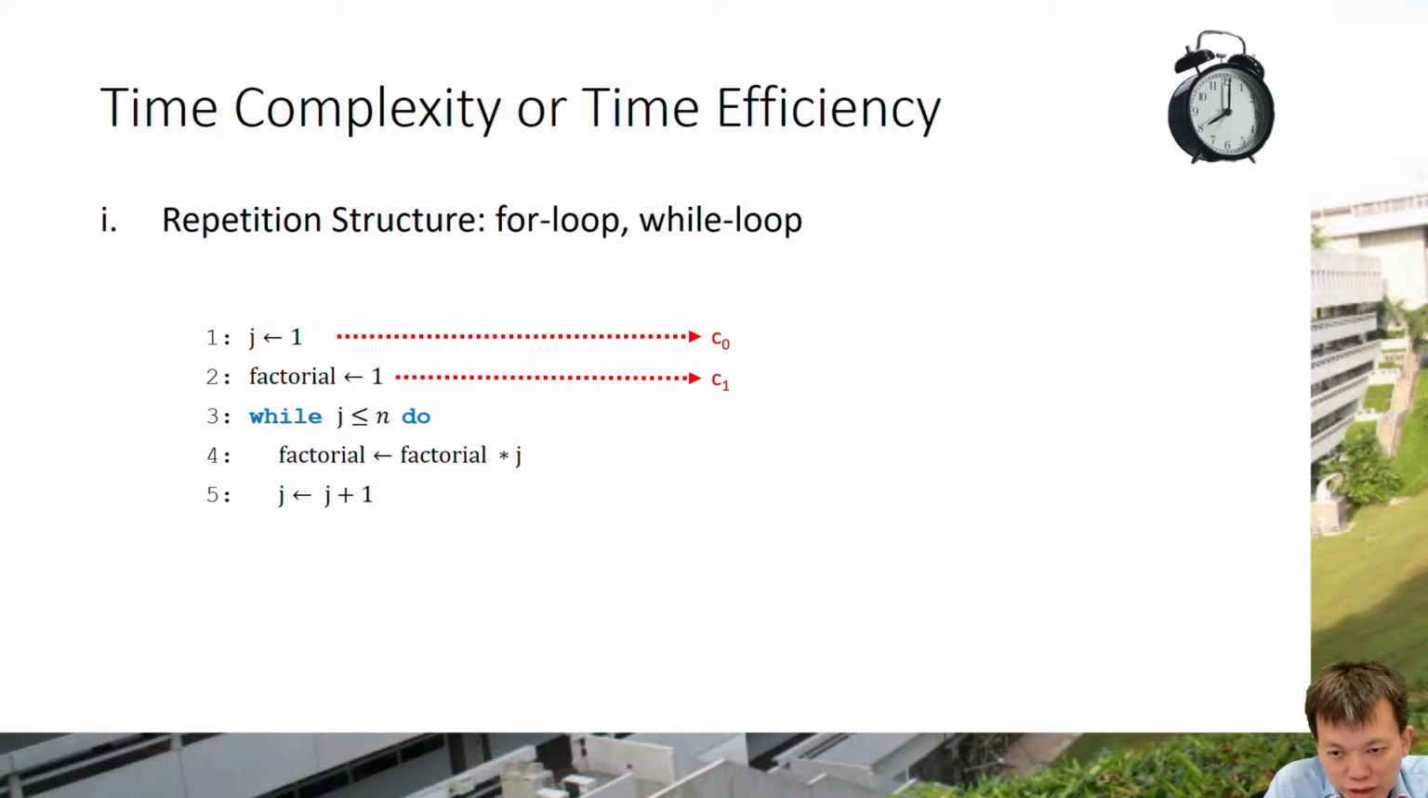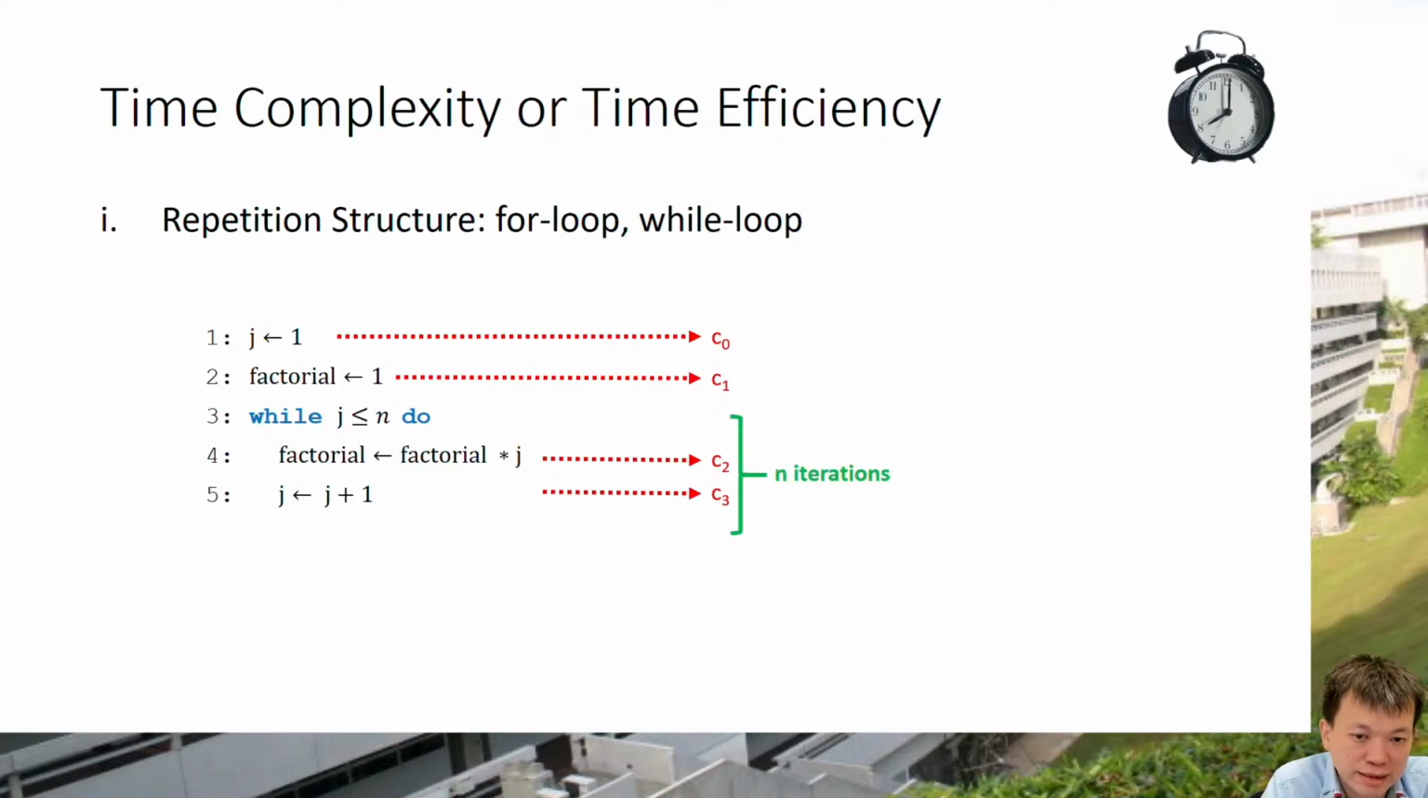Then in line 3, you check whether j is less than n. n can be any number, from 1 to 1,000 to 1 million. That will decide how many iterations I need to run in lines 4 and 5. Lines 4 and 5 are both constant time, primitive operations. One is the multiplication and then assignment. The other is addition, j plus 1, then assigned to j to update j. These two again are constant, so you just take constant time to finish them.